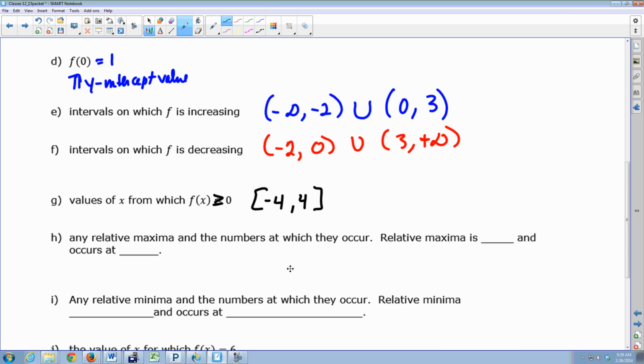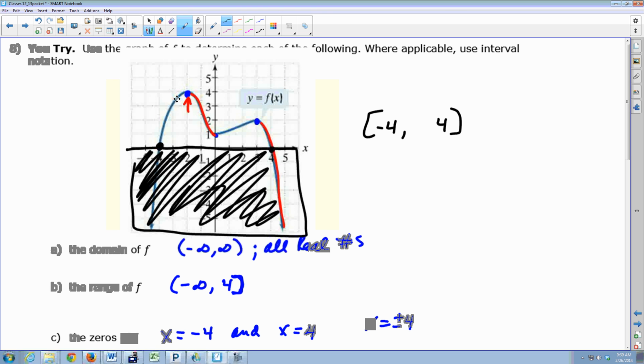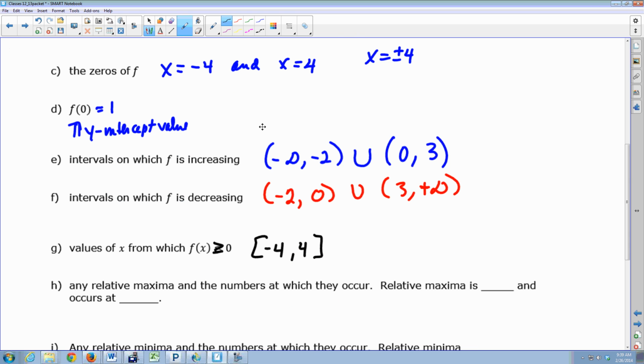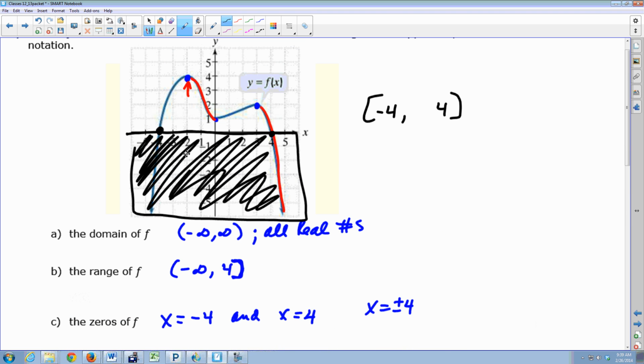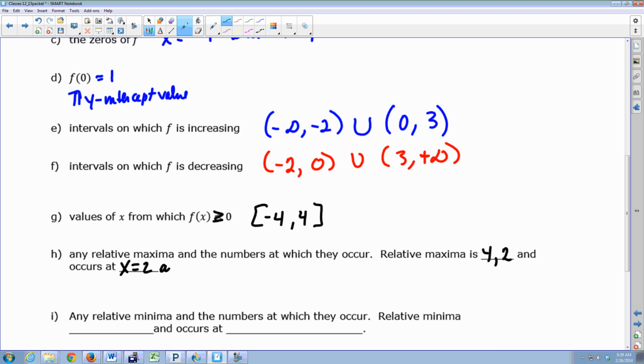So relative maxima here, you have 2 of them. You have one in this neighborhood right here, who's the top pin, and one in this neighborhood, who's the top pin. Okay, so what's the y value here? It's 4, and the y value here is 2. So your relative maxima is 4 and 2, and where do they occur? Well, let's find the x values, 2 and 3. Occurs at x equals 2 and x equals 3.